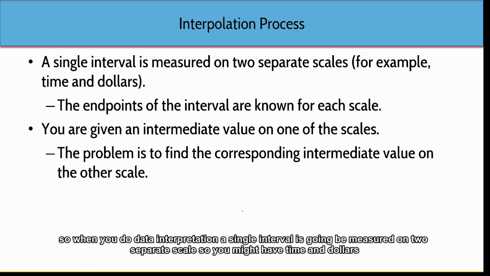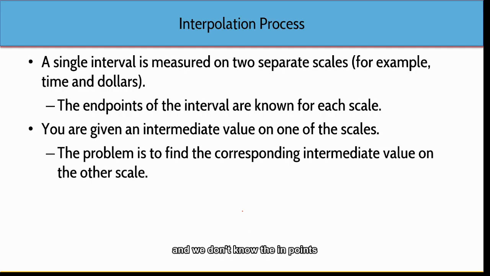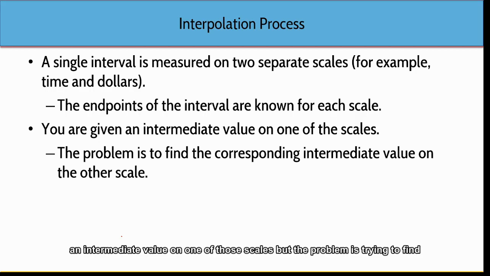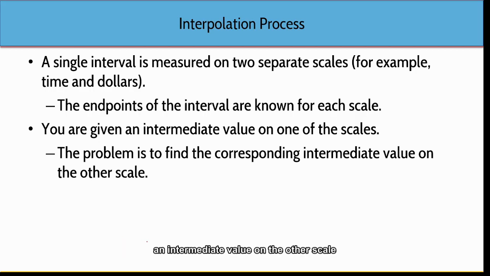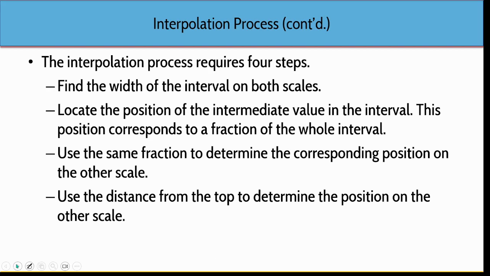So when you do data interpolation, a single interval is going to be measured on two separate scales. So you might have time and dollars. And we don't know the endpoints for that whole thing, but we do know the endpoints, the interval for each scale. And you're going to have an intermediate value on one of those scales. But the problem is trying to find an intermediate value on the other scale because they're not exactly the same.